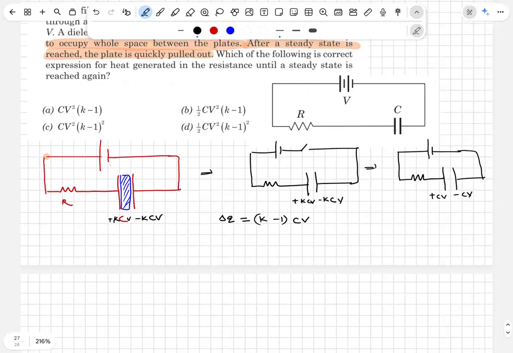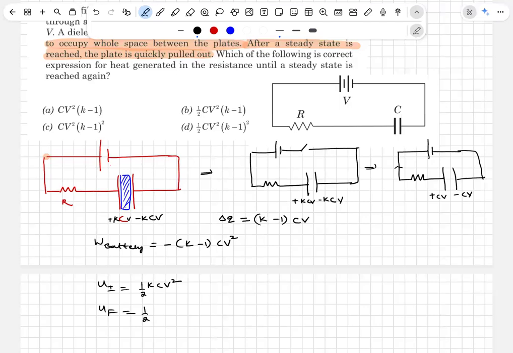This is the charge transferred. And fortunately or unfortunately, this charge is charging the battery. So therefore, work done by the battery is minus (K minus 1) CV squared. The first part of the question is done, but that is not your answer. Initial energy stored is half K CV squared.